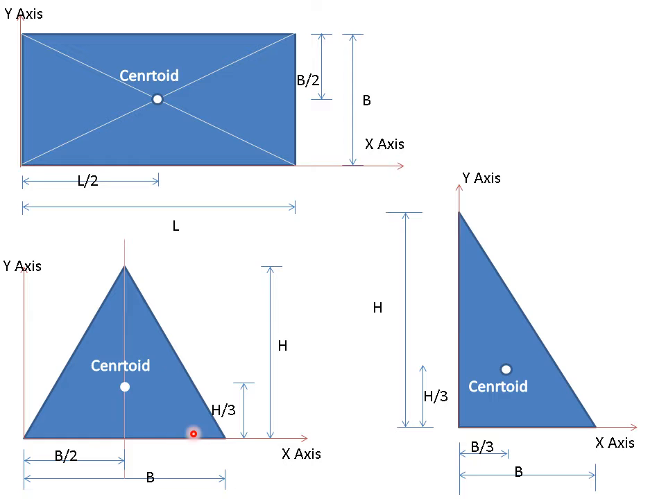So symmetry means the centroid will lie at the center of that length. So here B is the length of the base, it will lie at B by 2, but from bottom along y-axis it will lie at h by 3, where h is height of the triangle, and always height of the triangle is the perpendicular distance from the base to the apex of the triangle.